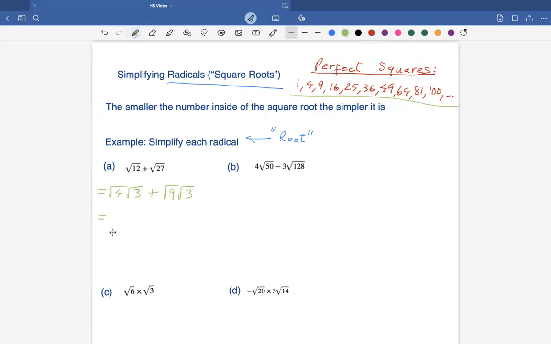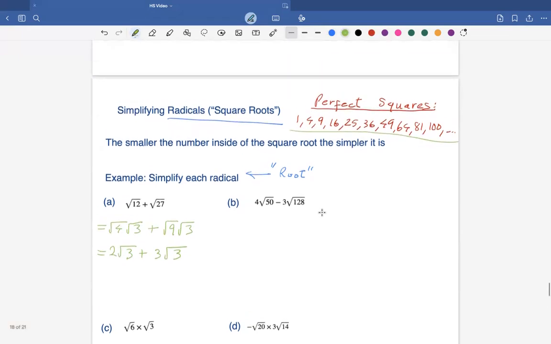Square root of 4 is a nice number. I'm looking for a number that I can multiply by itself to give me a 4. That number is a 2. Square root of 9, also a nice number. A number that I can multiply by itself to give me a 9, that number would be 3. This is why this list is good to have on paper. So on a test, or even on a quiz, you should write this list down, and then it's easy to just look at it on paper.